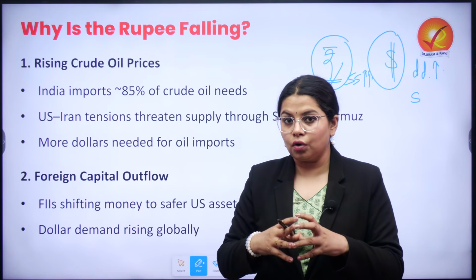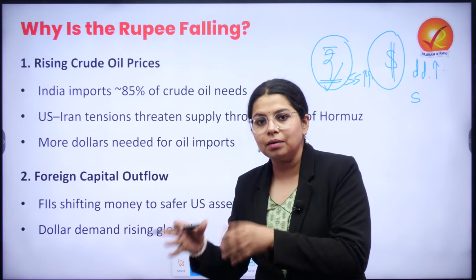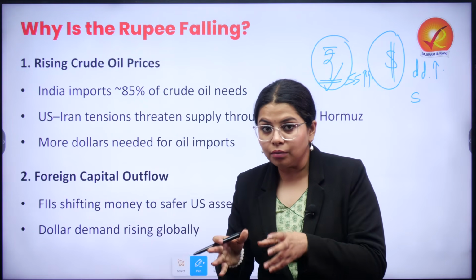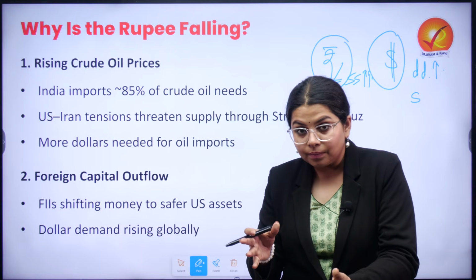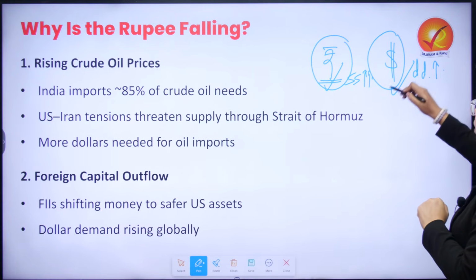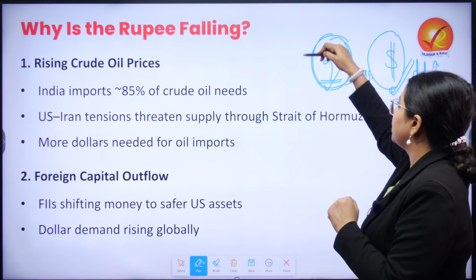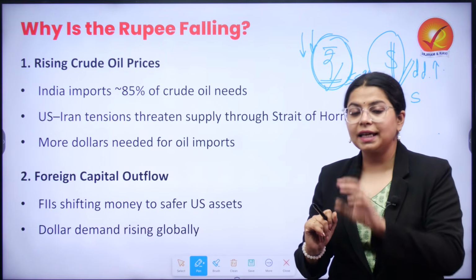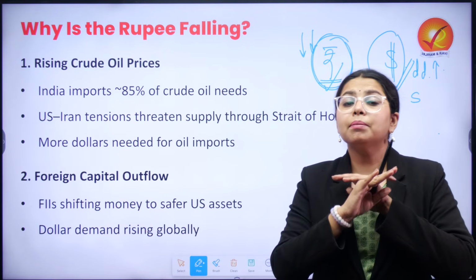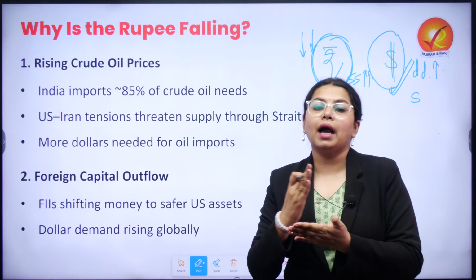We need more dollars to buy the same amount of oil. And furthermore, because the rupee is depreciating, we have to pay more in rupees as well. Now, because the demand for the dollar is increasing, the value of the rupee is decreasing, and that is why depreciation is happening. Second thing, we are seeing an immense amount of FII outflow.